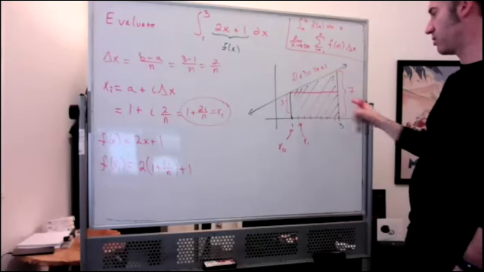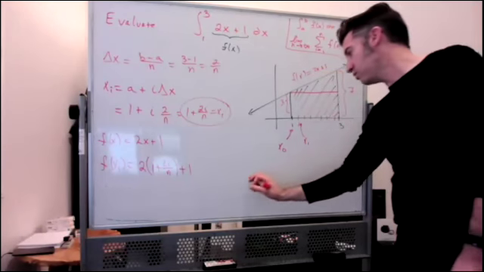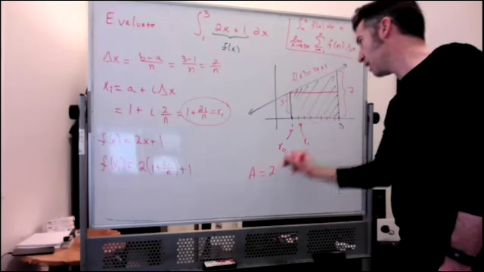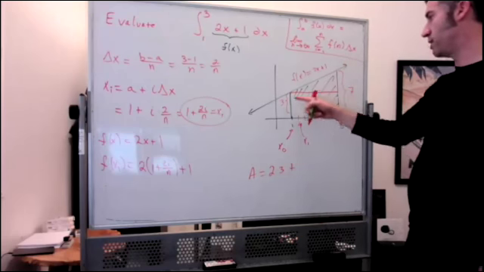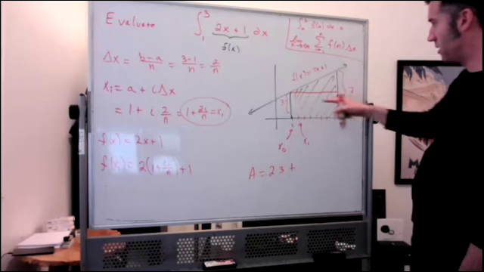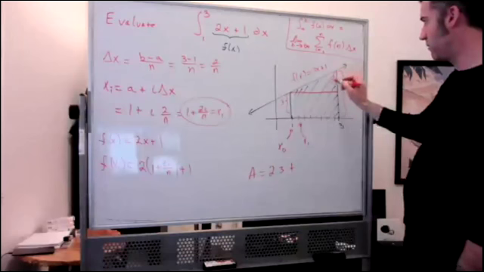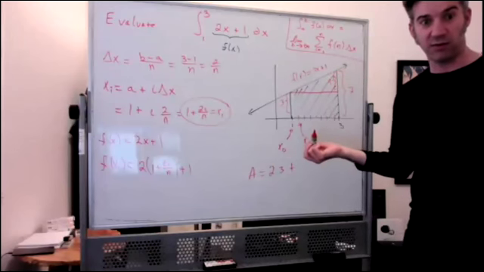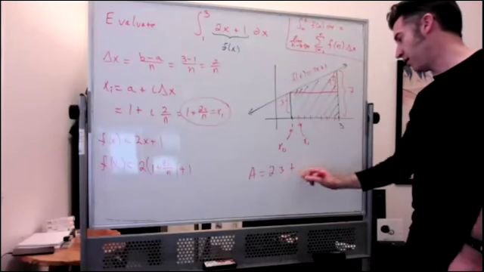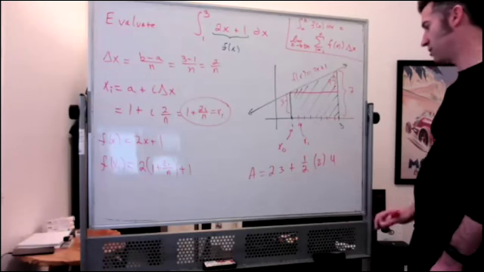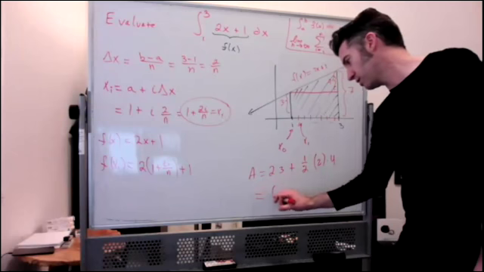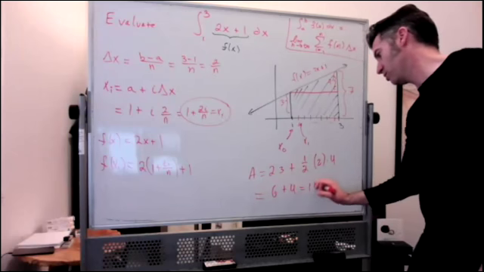So this rectangle has a base of 2 and a height of 3. This triangle has a base of 2 and a height of, let's see, this is 3, so this is supposed to be 4. 7 minus 3 is 4. So it's got an area of 1/2 of base times height, which ends up being exactly 6 plus 4, which is 10.